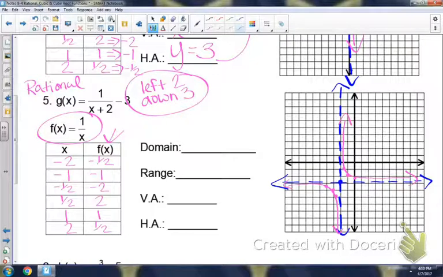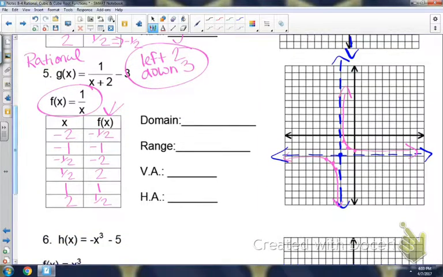So there's my graph there. So again, on your vertical and horizontal asymptotes, you can just look at the graph and look at those asymptotes that you shifted, or you can look at your function, whichever way. If you're looking at the function, remember the vertical is what causes your denominator to be 0, which would be -2. If you look at the graph, notice the vertical line here crosses at -2 on the x.